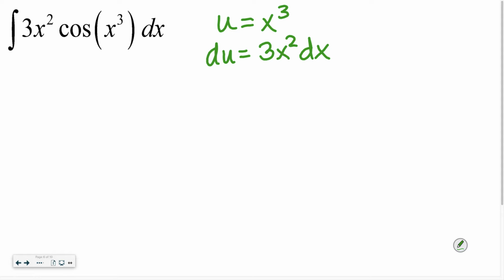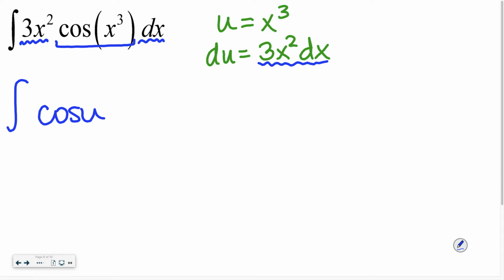Okay. So what's going to happen? Cosine of x cubed becomes the cosine of u. Left over, we have 3x squared dx. And technically, we can rearrange because of the commutative property. Here is 3x squared dx. So we can replace 3x squared dx with du. And now we only have to worry about the antiderivative of cosine.